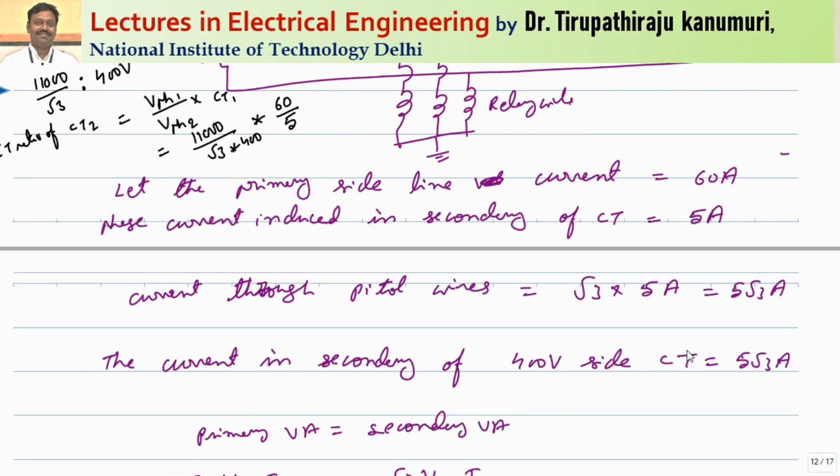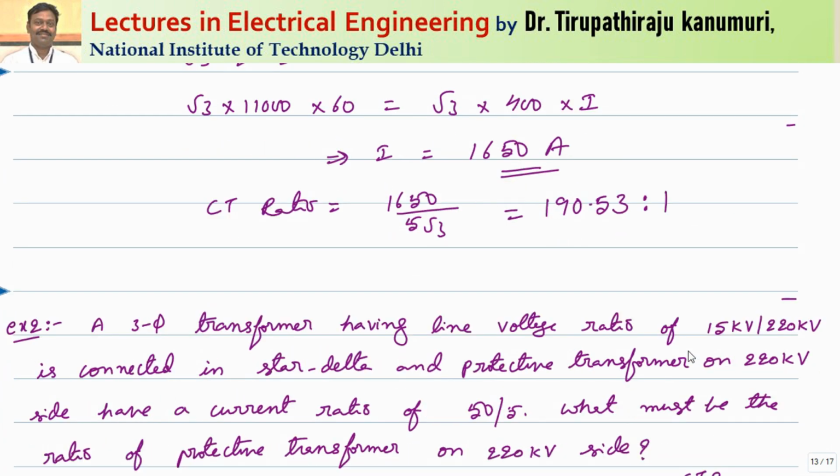If you calculate, you will observe that you get the same answer we got in the previous class: the CT ratio is 1650 divided by 5 root 3. In the last class, while calculating this last step, I made a small mistake on the calculator. Instead of writing 5 root 3, I wrote 5 divided by root 3, and that's why the error came. I have rectified it now. The CT ratio is 1650 by 5 root 3, or 190.53 is to 1. You can check it and you will get the same answer.